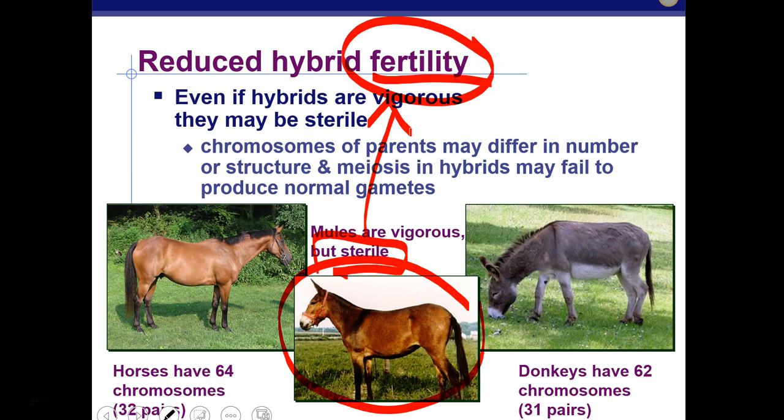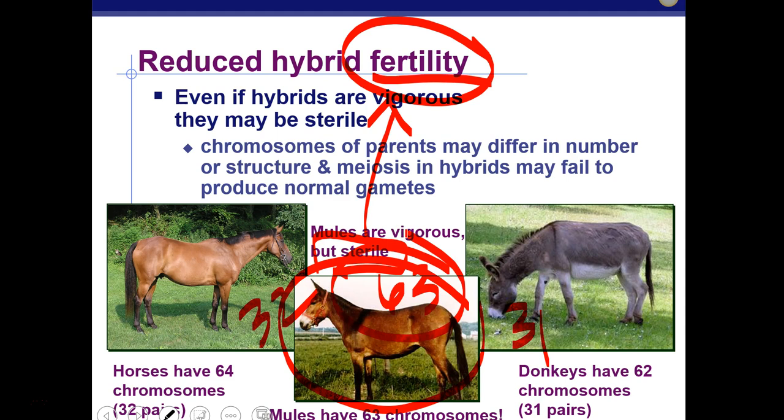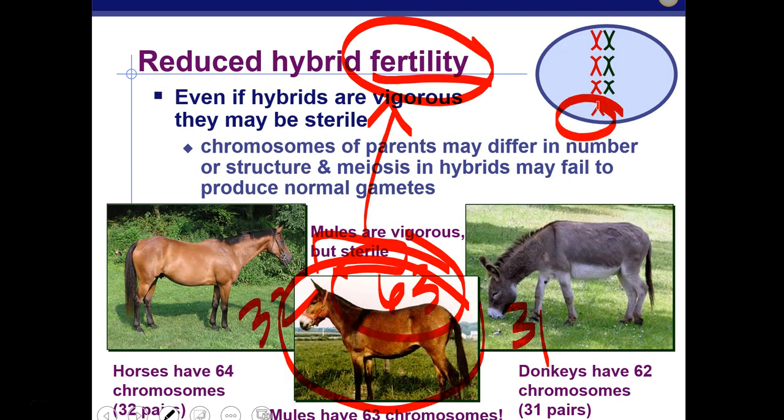And the main thing here is, we took 32 chromosomes and 31, and the mules have 63. And that's an odd number. You can't do meiosis on an odd number. It's not going to lead to a good day. So what that extra chromosome does is it makes them sterile. They are shooting blanks. So again, having that extra chromosome is a bad thing.